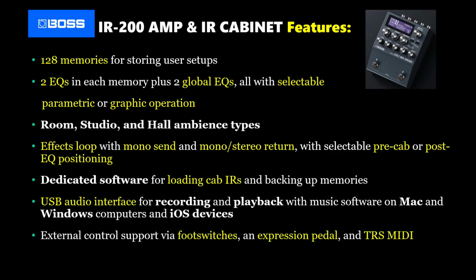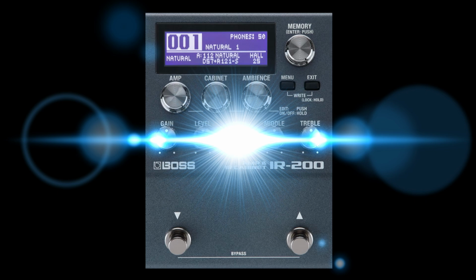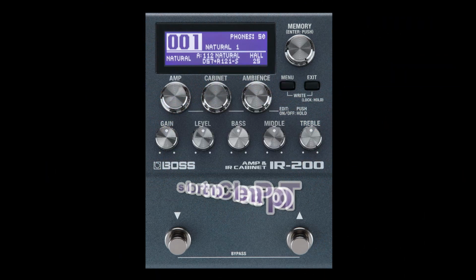It has dedicated software for loading cab IRs and backing up memories. I've used the software and it's very effective. I do like it. The unit has a USB audio interface for recording and playback with music software on Mac and Windows computers and also iOS devices. Last but not least, the unit has external control support via foot switches and expression pedals along with TRS MIDI. We'll move on to the Boss IR-200's top panel controls.